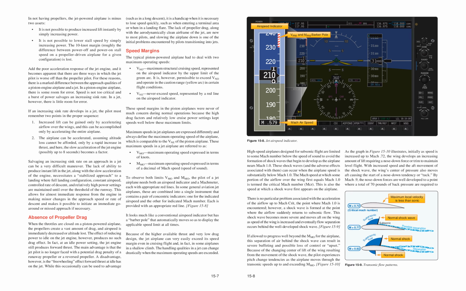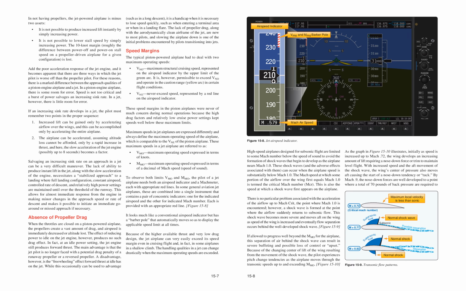In not having propellers, the jet-powered airplane is at a disadvantage. It is not possible to produce increased lift instantly by simply increasing power. It is not possible to lower stall speed by simply increasing power. The 10-knot margin, roughly the difference between power off and power on stall speed on a propeller-driven airplane for a given configuration, is lost. Add the poor acceleration response of the jet engine, and it becomes apparent that there are 3 ways in which the jet pilot is worse off than the propeller pilot.